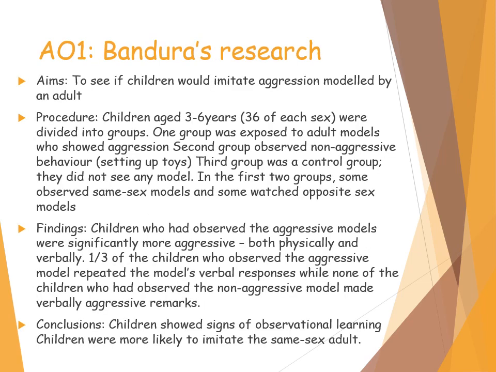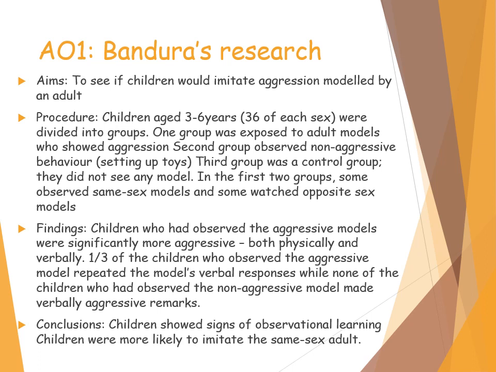Now, Bandura's research. His aim was to see whether children would imitate aggressive models. So whether they saw an adult be aggressive and would they replicate that. Procedure: children aged 3 to 6 years, 36 boys and 36 girls, were divided into groups. One group was exposed to an adult model who showed aggression. The second group observed non-aggressive behaviour, and the third group was a control group who didn't see any model. In the first two groups, some observed the same sex model and some watched an opposite sex model.